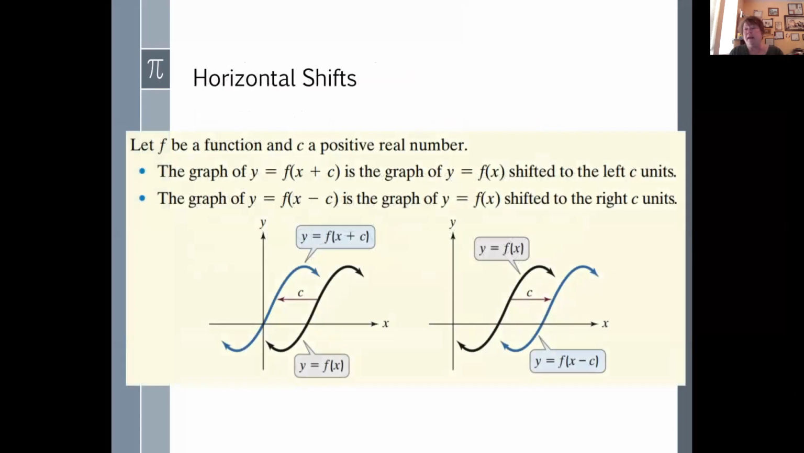Okay, here's a graphic that shows this. Let f be a function and c be a positive real number. The graph of y equals f of (x + c) is the graph of y equals f of x shifted to the left c units. So when I add a constant to the input, I shift left. The graph of y equals f of (x - c) is the graph of y equals f of x shifted to the right c units. So when I subtract a constant from my input, that is a shift to the right.